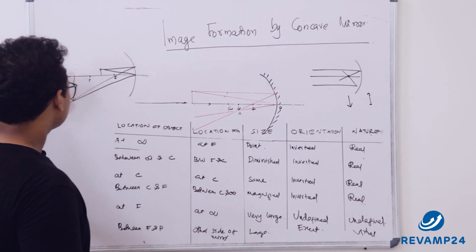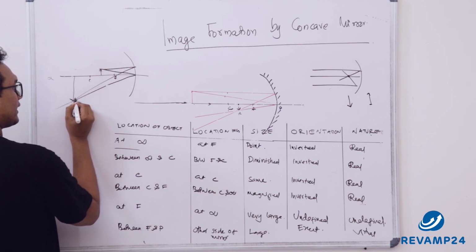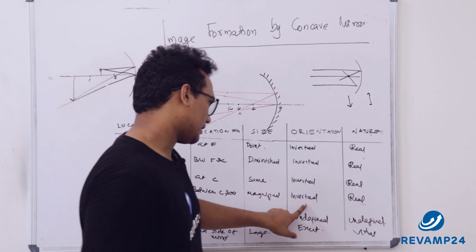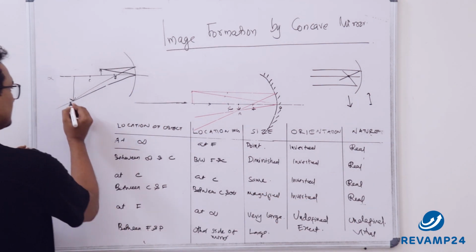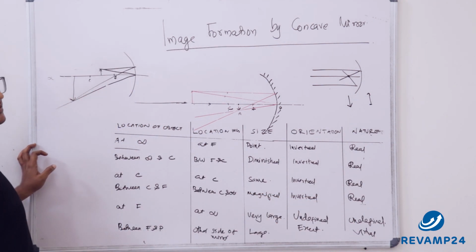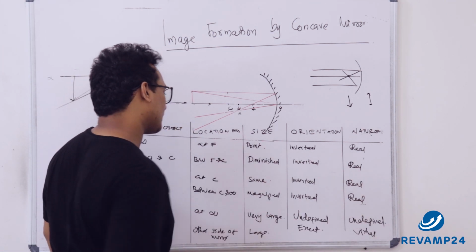Next thing is size. Okay, here see head top, here head bottom, so it is an inverted image. And is it a real image? Yes, because this image is formed through actual intersection of reflected rays here, right? So this is a real image.